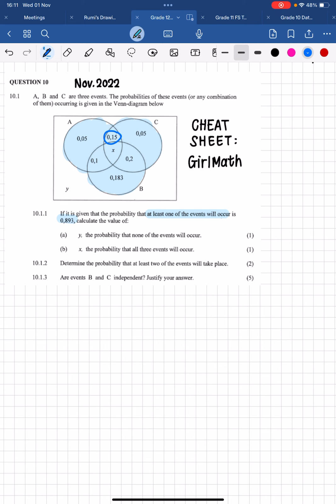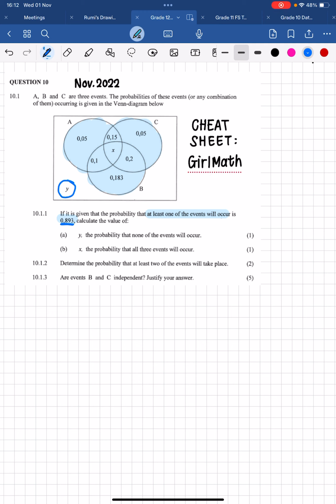If we're looking at that probability there, that is the probability of C and A, but not B, because it's excluding B, of C and A occurring, only C and A, that's still at least one of them, right? Even if we're looking at the probability of all three of them occurring, that is still at least one of them. So actually all of this is equal to 0,893.